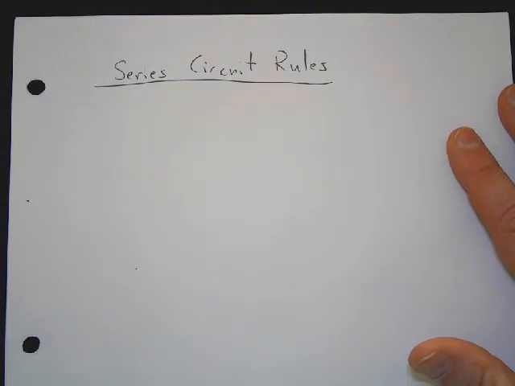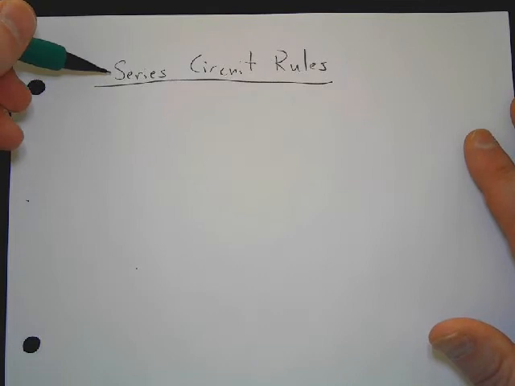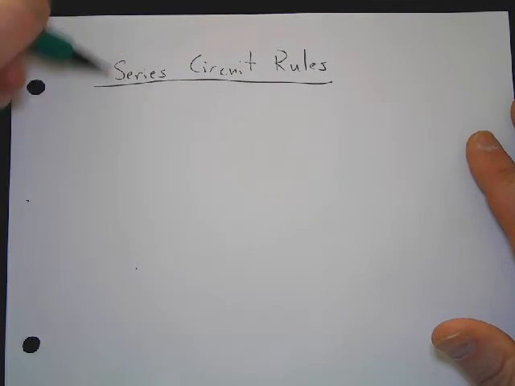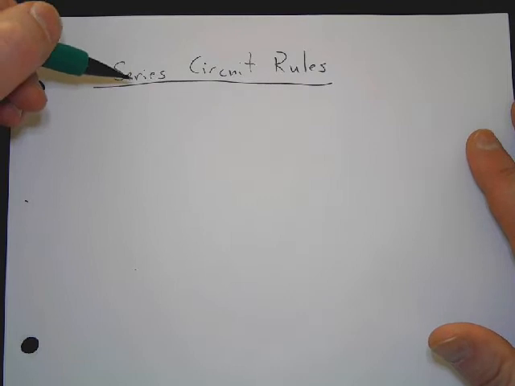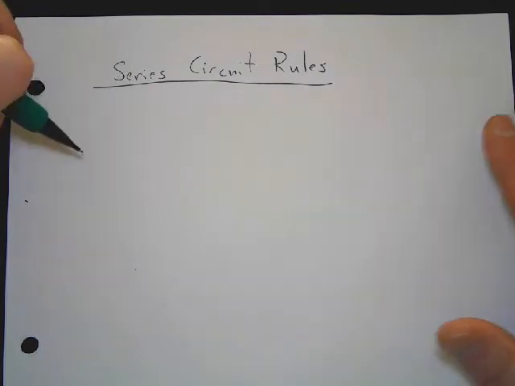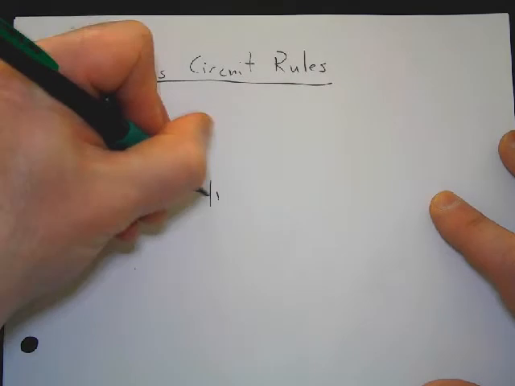Physicists, we pick names that are stupidly obvious because we're not the most creative people there ever was. If you have a series circuit, why is it called a series circuit? Because the resistors are in series, one right after the other. So a series circuit would look something like this.